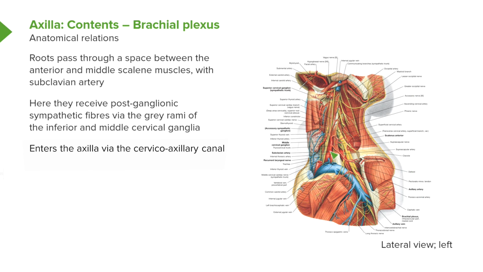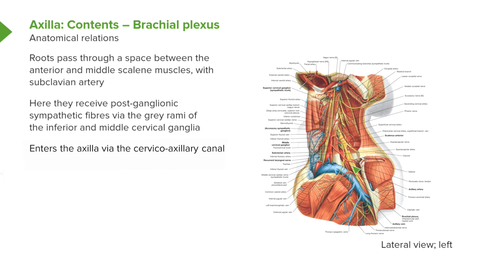This is the clavicle here, which has been removed, and this is going to be the first rib. So we can see we've got the subclavian vein here, and we can see the subclavian artery passing down alongside these structures here, which are in yellow, which are the brachial plexus.